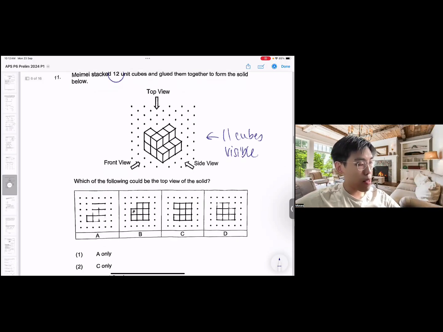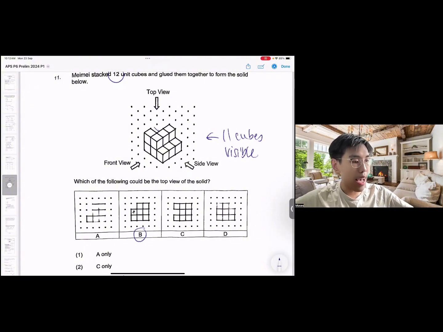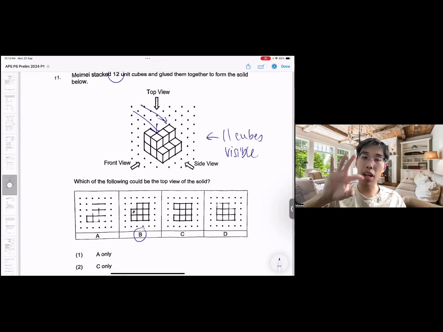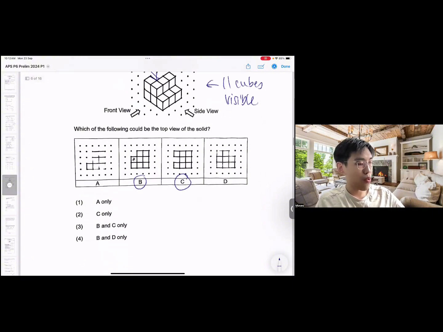So it could be B, where it's stuck behind here. Or it could be C, it's stuck behind here. But it's not shown because of the orientation of the diagram that you see right now. You cannot see the 12th cube. That's why the question says which of the following could be the top view. We have no idea which exact location it is, so we must write both. Answer 3. It cannot be just A.